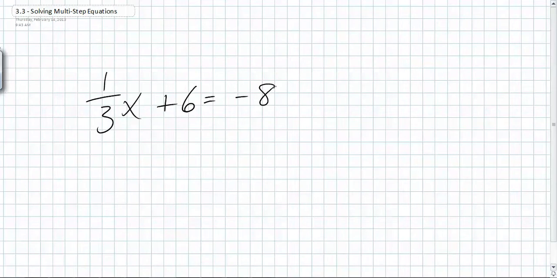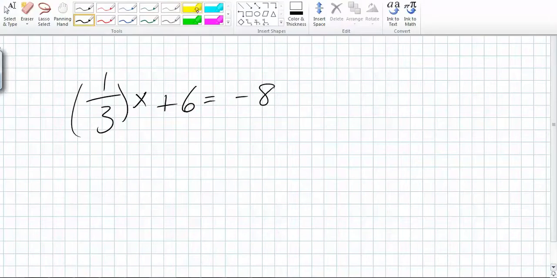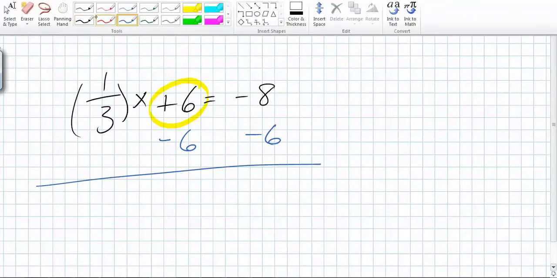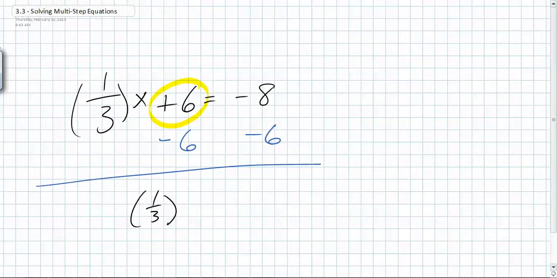So one example is 1/3 x plus 6 equals -8. First, we're going to isolate the x term, and I'll be a little bit more careful with the notation. That's 1/3 times x. So we want to isolate x, so let's target the plus 6. The inverse is going to be minus 6, which leaves us with 1/3 x equals -14.